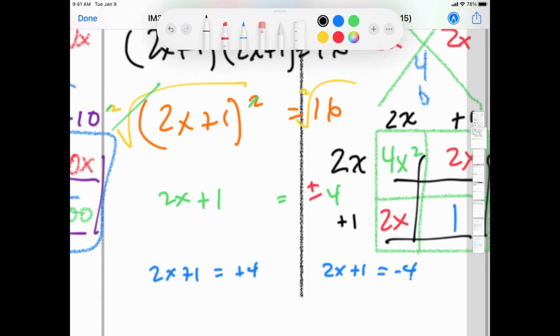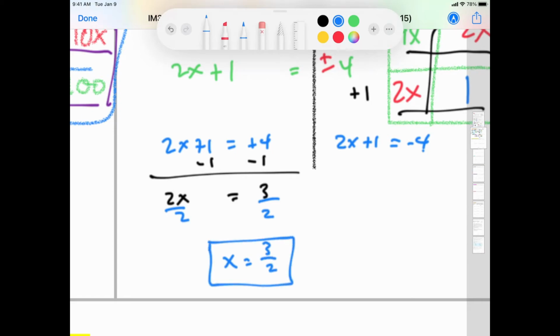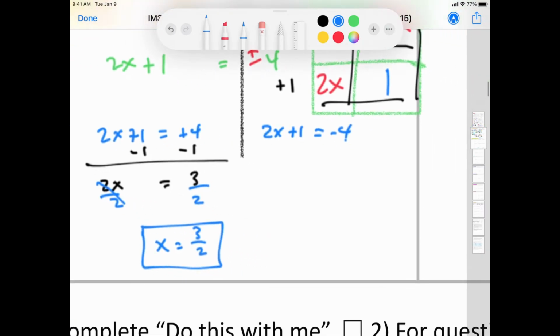Let's go ahead and solve this. We're going to subtract 1. 2x equals 3. Divided by 2 on both sides, we're going to get x equals 3/2, or 1.5. Well, that goes away, right? On this side, subtract 1. 2x equals a negative 5. Divided by 2, because it's the opposite, x equals negative 5/2.